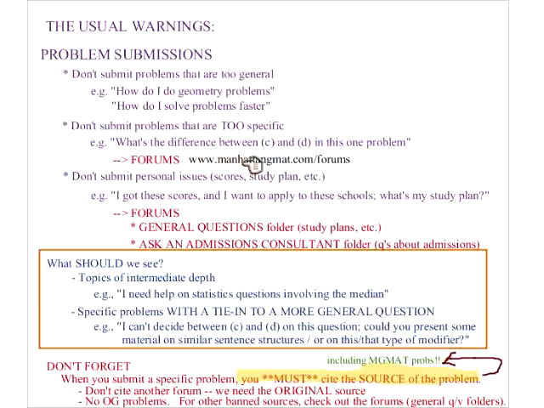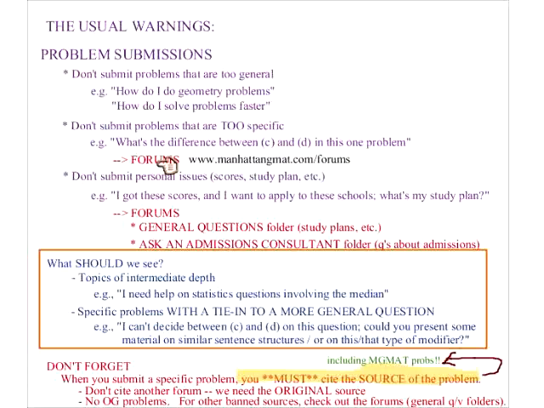Okay. That's what we're talking about. The forums are for specific questions. Like if you have one problem with two answer choices that you're asking about, you should just post that on the forum, because the same materials that are allowed here are allowed in the forums too.